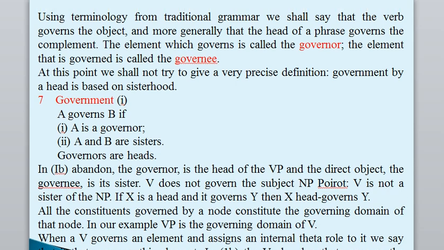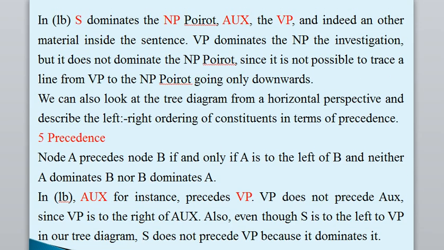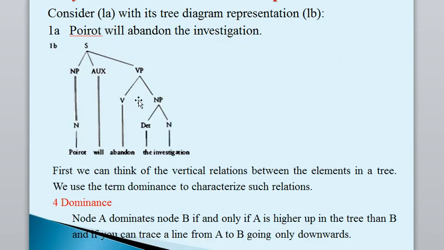Again, look at the tree diagram. This is our verb abandon, which is the head of the VP, so we call it the governor. The governor governs the complement, the NP, the investigation. Both of them are sisters, but the verb is the head of the VP, and we call it the governor, and we call the complement the governee.